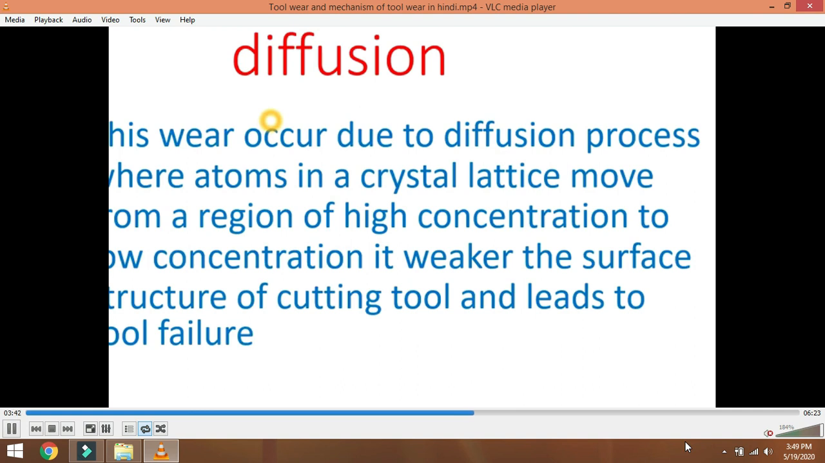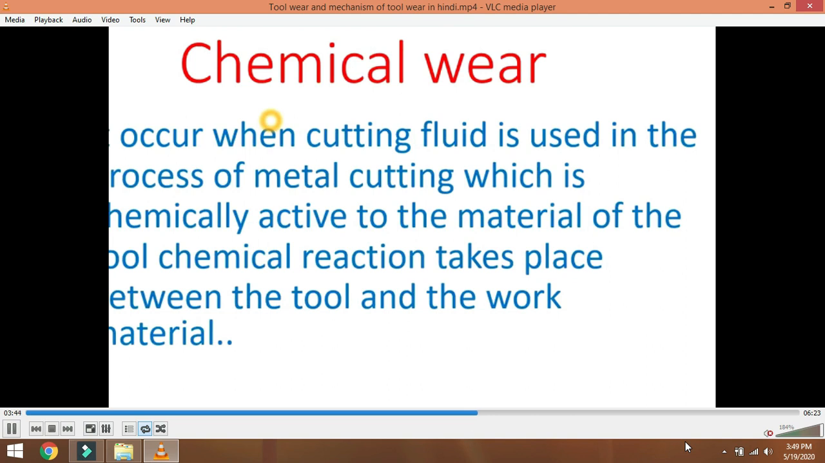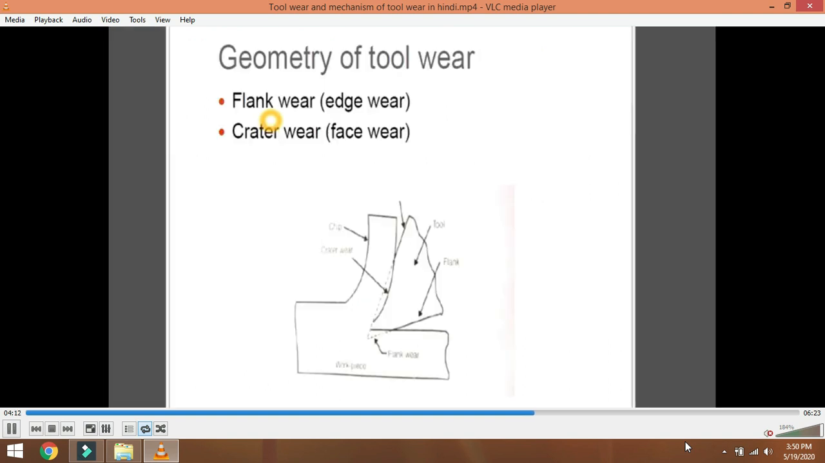When a metal is in sliding contact with another metal and the temperature at their interface is high, conditions may become right for atoms from the harder metal to diffuse into the softer matrix, thereby increasing the latter's hardness and abrasiveness. This diffusion phenomenon strongly depends upon the temperature. Next, chemical wear. And the geometry of tool wear: flank wear means edge.